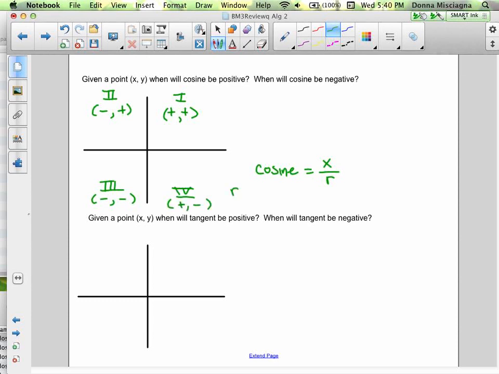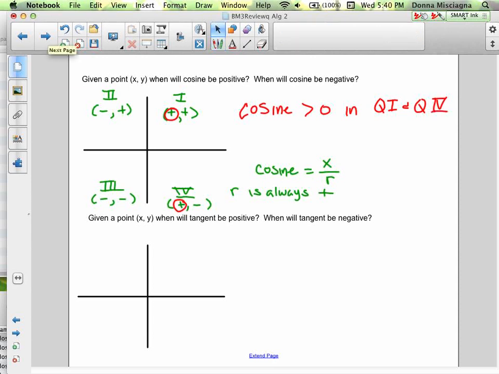r is always positive because it's just a distance, and distance is always positive. Right? So cosine is going to be positive whenever x is positive. So right here we can see that in the first and fourth quadrants, cosine is positive. So cosine is greater than 0 in quadrant 1 and quadrant 4.